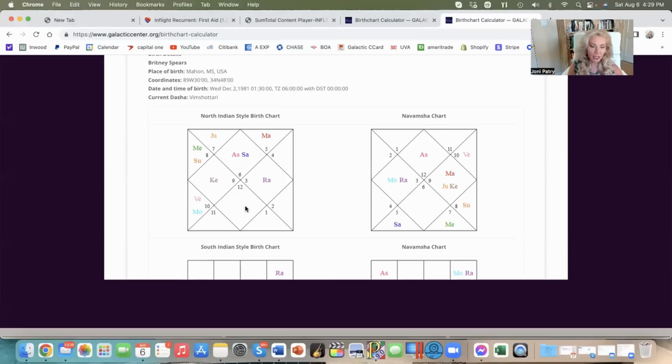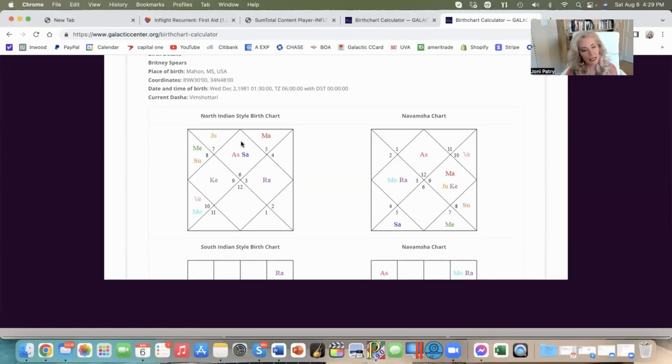And what are those angular houses that we call kendras? This is house number 1, this is house number 4, this is house number 7, and this is the 10th house. So this diamond represents the angles in the chart. But everything in this chart moves counterclockwise. Starting here from house number 1, you can see the number 6 here, which means her first house, therefore her ascendant, is Virgo. Virgo's the 6th sign.